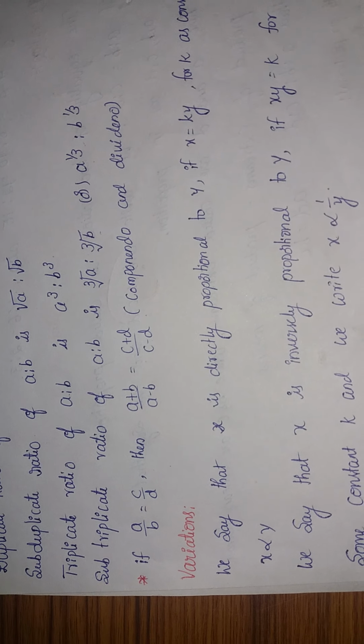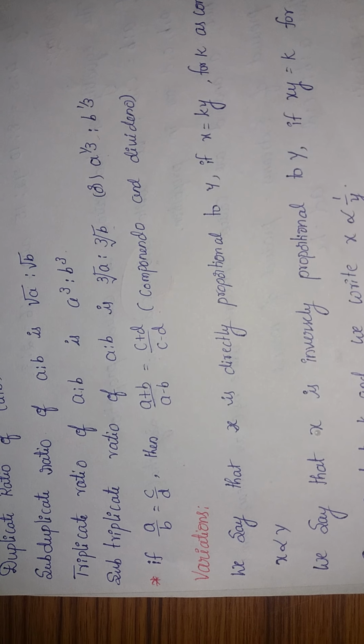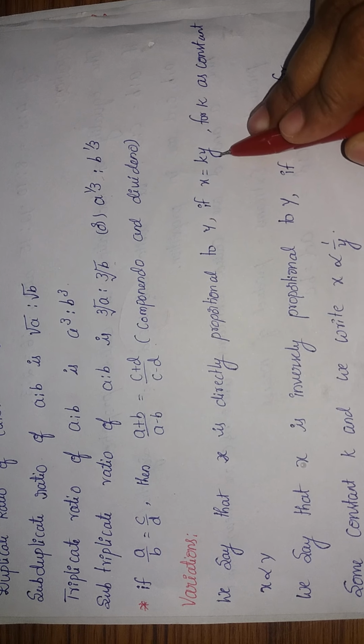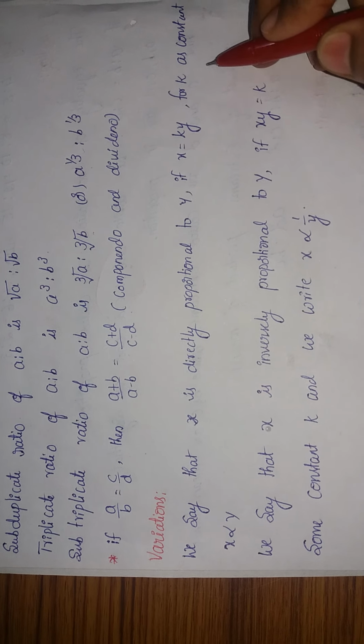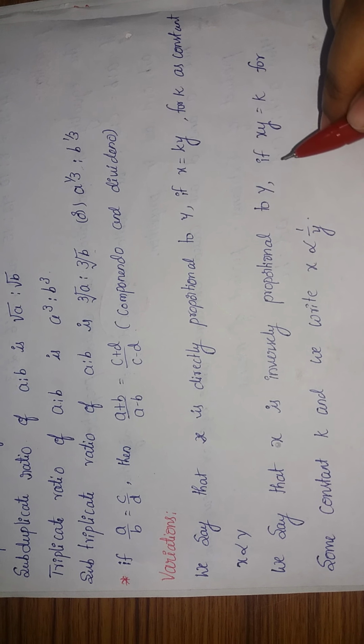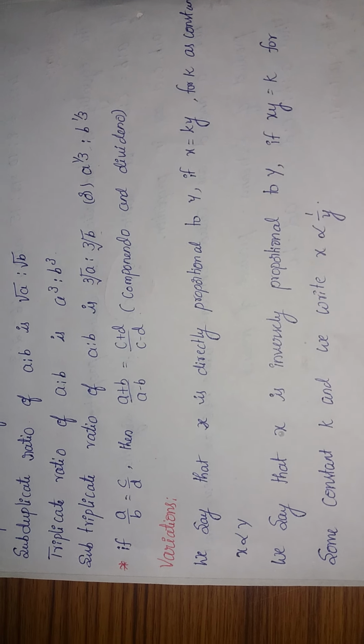X is directly proportional to Y. Then it can be written as X is equal to KY for some constant K. When X is inversely proportional to Y, then X is equal to K by Y. Here K is a constant.